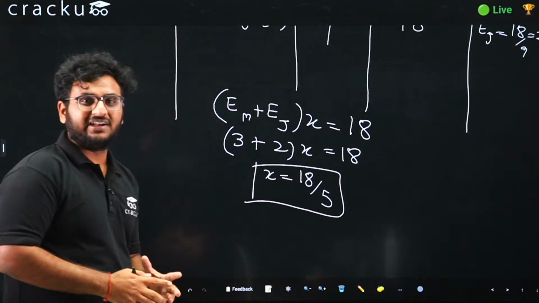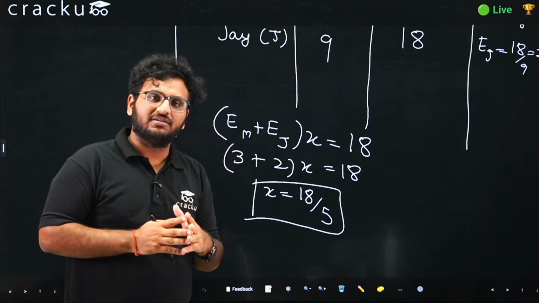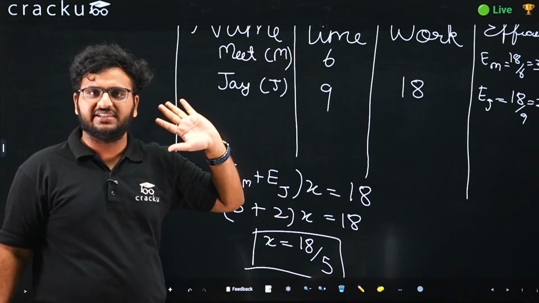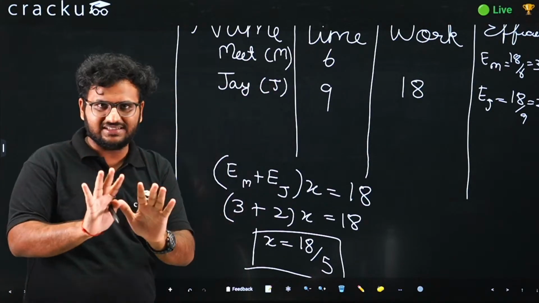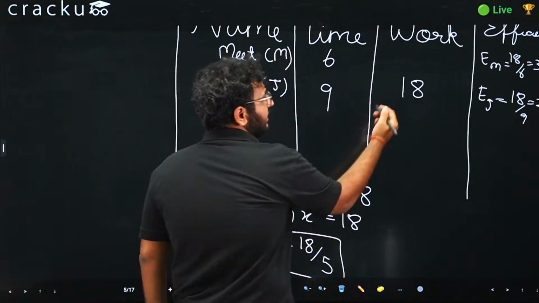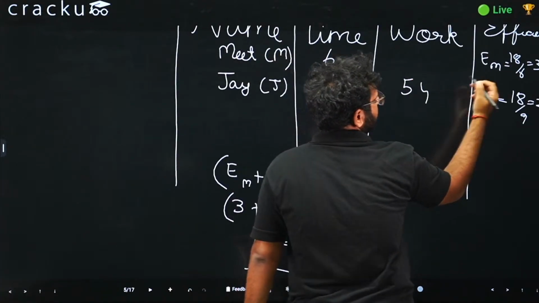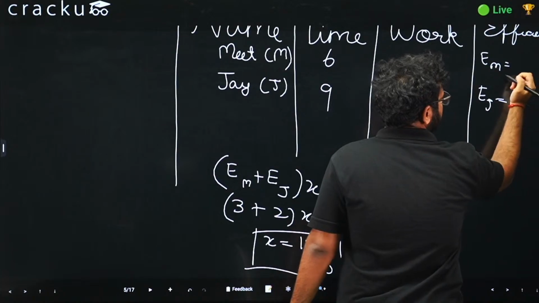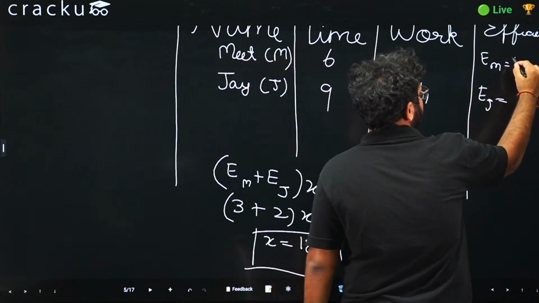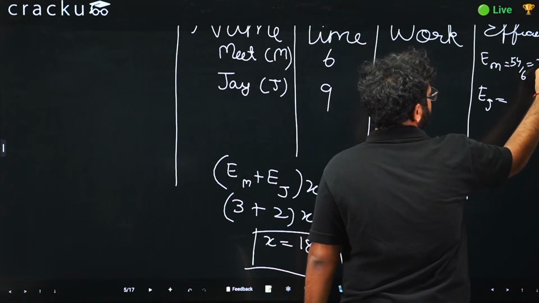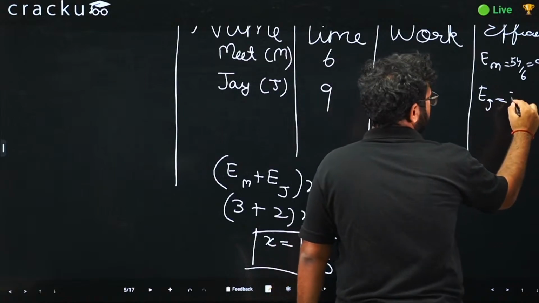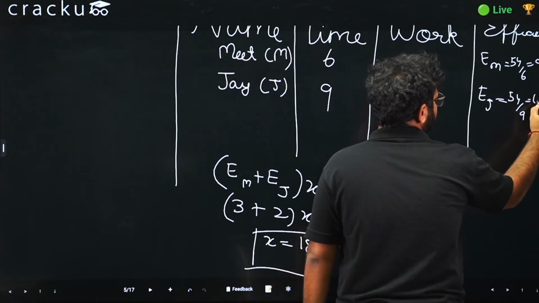See how easy it becomes. Instead of getting so many fractions and then taking the LCM, I directly took the LCM. And even if you don't want to take the LCM, you can directly multiply 6 into 9. So 6 into 9 is what? 54. So the efficiency of Meet would be 54 by 6, which is 9. The efficiency of J would be 54 by 9, which is equal to 6.